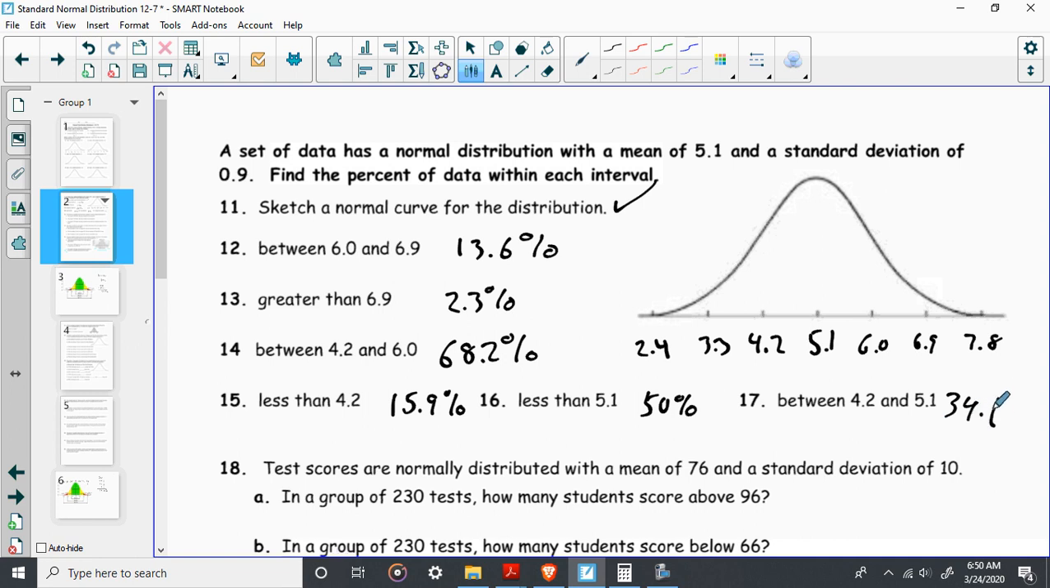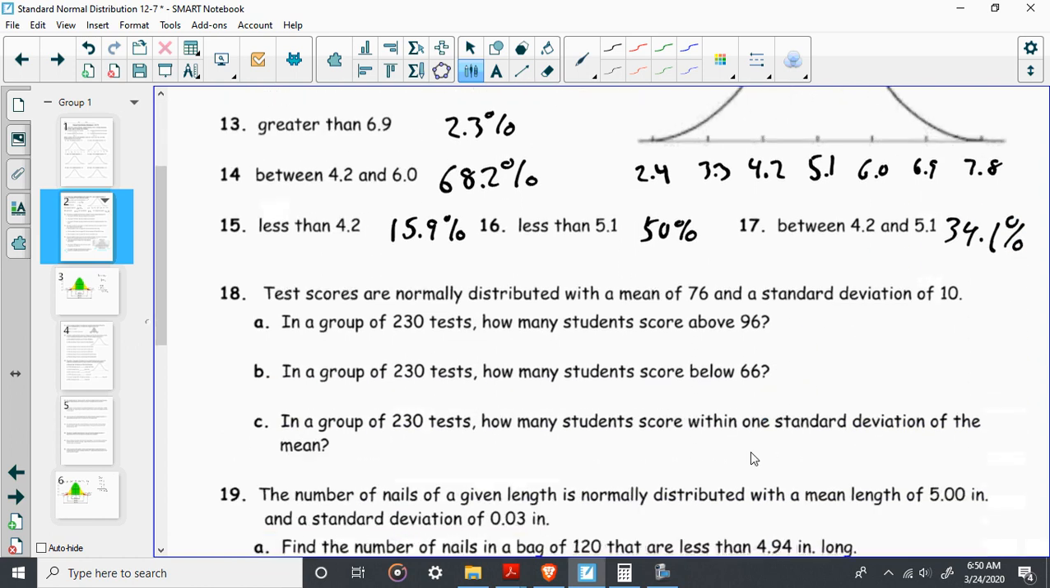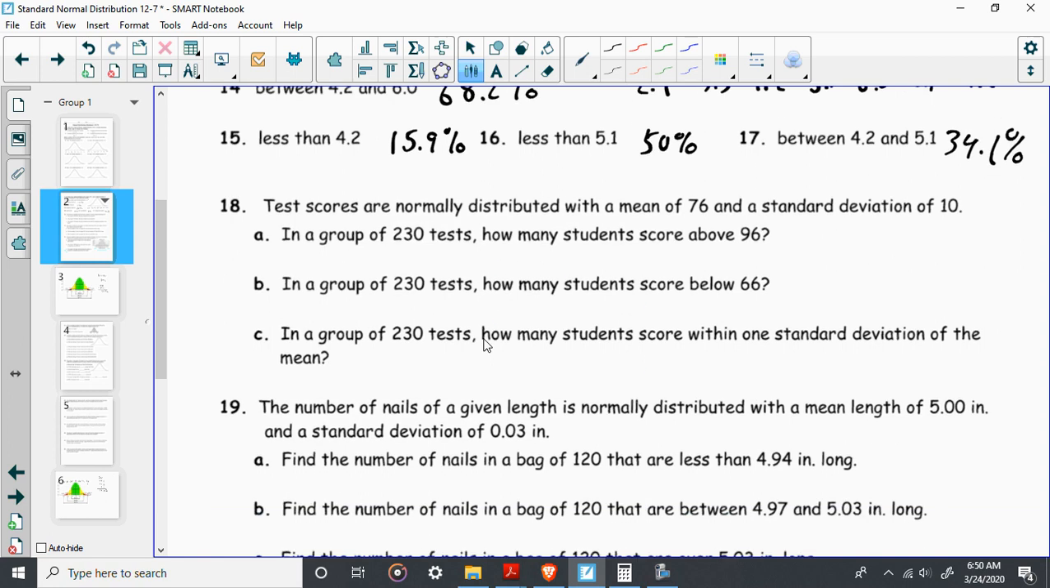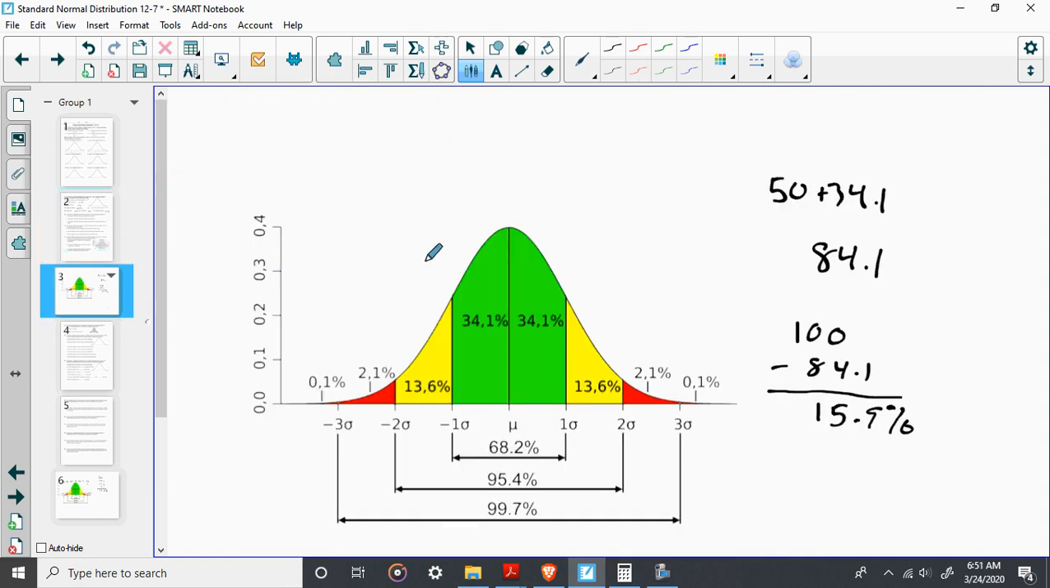Okay. And that's about all we need to really cover for today, which is pretty much how to get those numbers. What I'd like you guys to do for number 18, don't worry about the 230 tests. I want you to make yourself a little bell curve, 76 with a standard deviation of 10. So again, what is that? It's going to be 76. Plus 10 will be what? 86, 96, 106, and going down, 66, 56, 46.